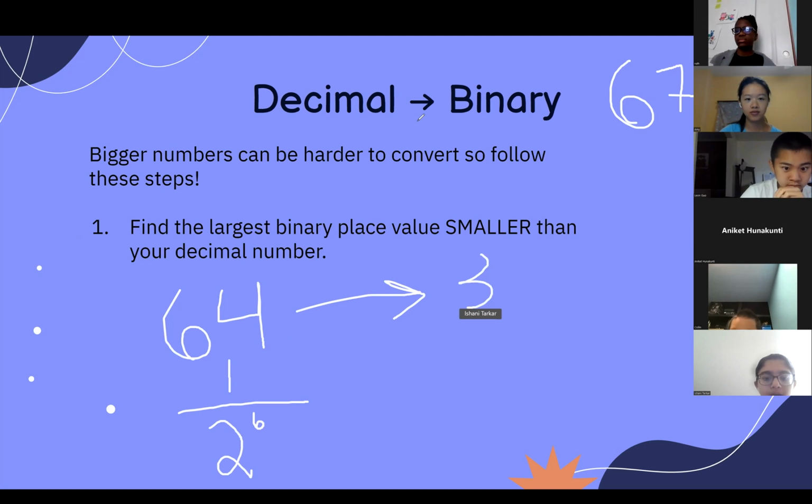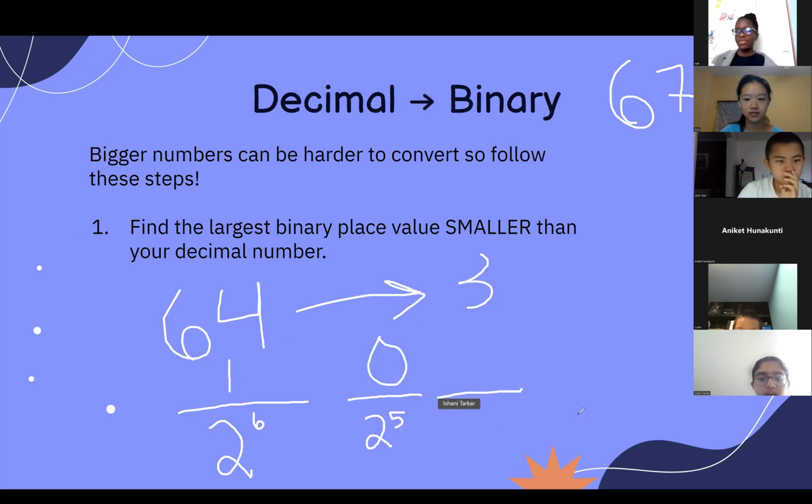So how many multiples of 2 to the power of 5 fit in it? So does 32 fit into 3? Just say yes or no. Right. So that would mean that there would be a 0 in the 2 to the 5's place. Now 2 to the 4, right? That's 16. So how many 16s fit into 3? Right. So 0. Then 2 to the 3rd.